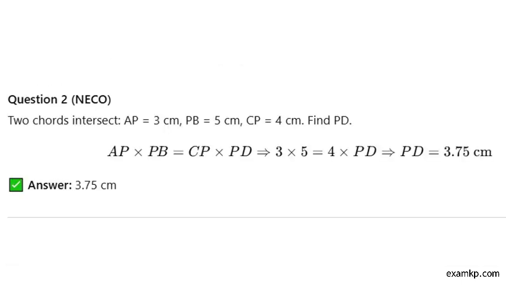Now in another NECO question, two chords intersect. AP is 3 centimeters, PB is 5 centimeters, and CP is 4 centimeters. Find PD. Now we know that AP times PB equals CP times PD. So AP times PB is 3 times 5 equals 4 times PD. And that gives us that PD is 15 over 4, which means that PD is 3.75 centimeters.